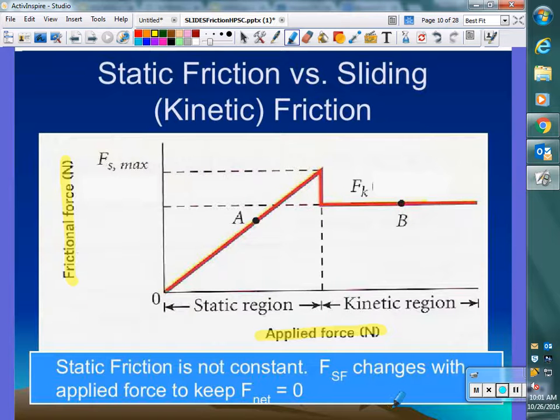Now, you'll see here, this is labeled FS max, and then underneath you guys have some weird symbol there. Just cross that little symbol out, okay? It looks like a U, but it has a tail on it. Just get rid of that. Good. Get rid of the gibberish underneath FS max, and get rid of the gibberish next to FK. Just leave FK and leave FS max.